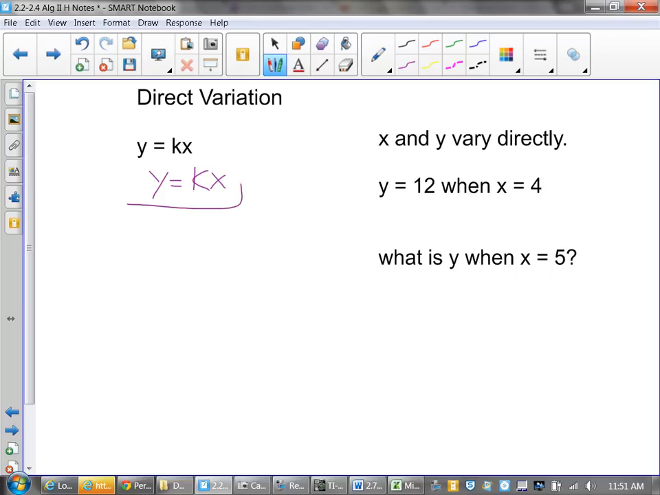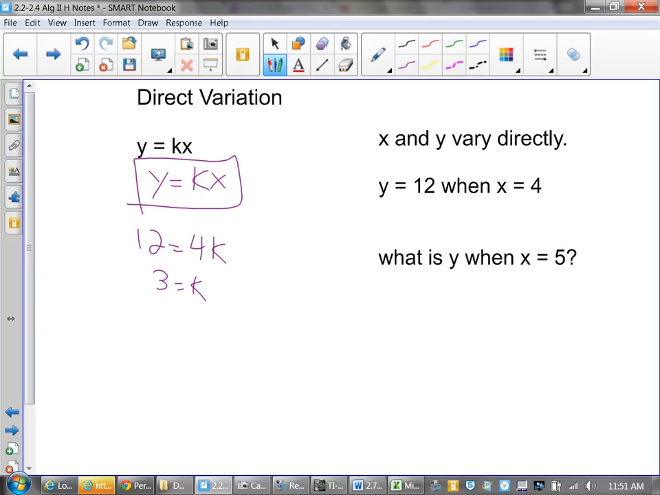So if I'm looking at this equation, I see 3 variables. Do you agree? Y, k, and x? Yes, sir. All right. If I've given you y and x, what's the one variable you have to solve for? In this example, what is the value of k? 3.